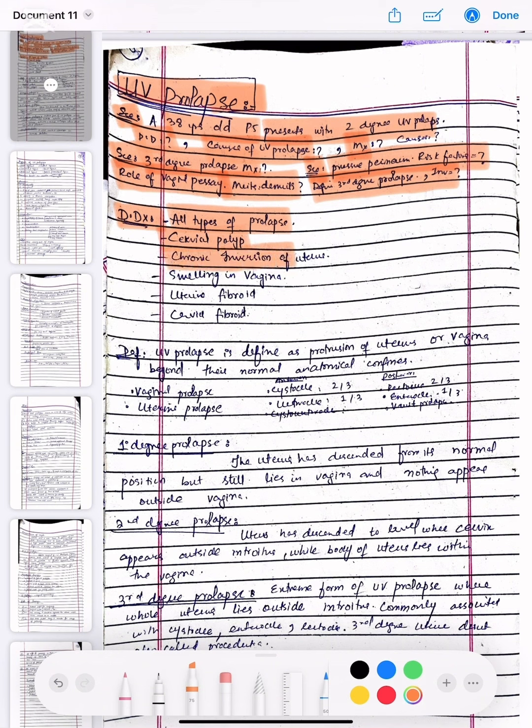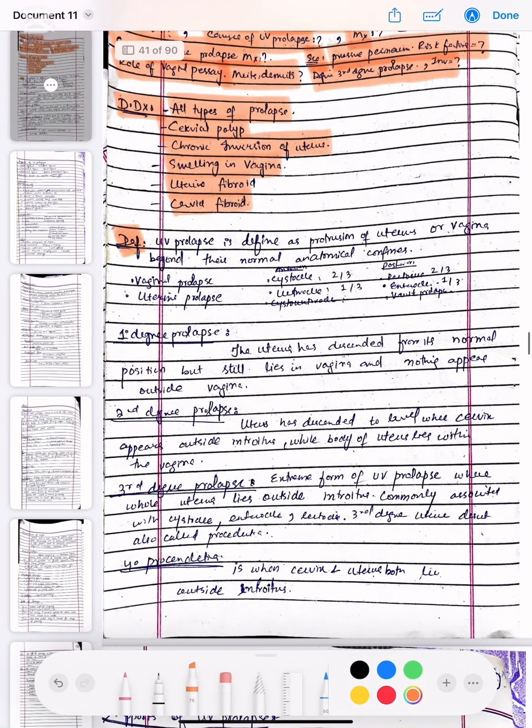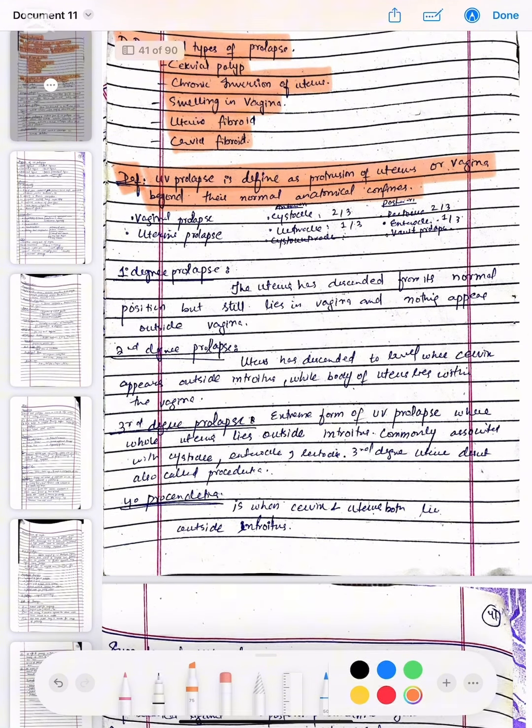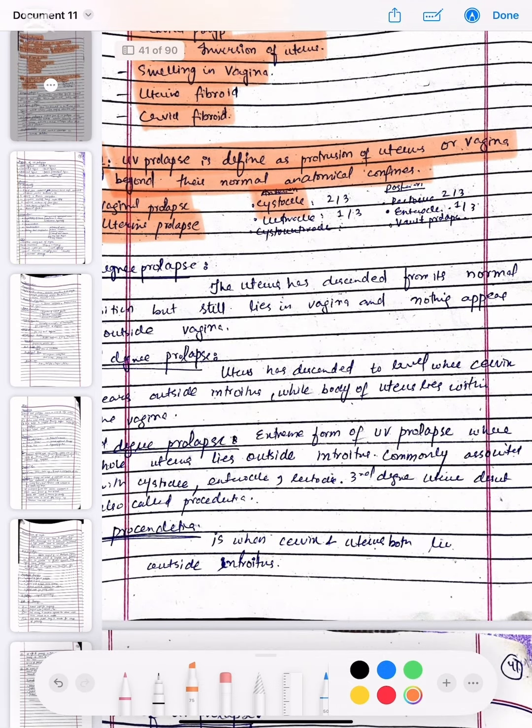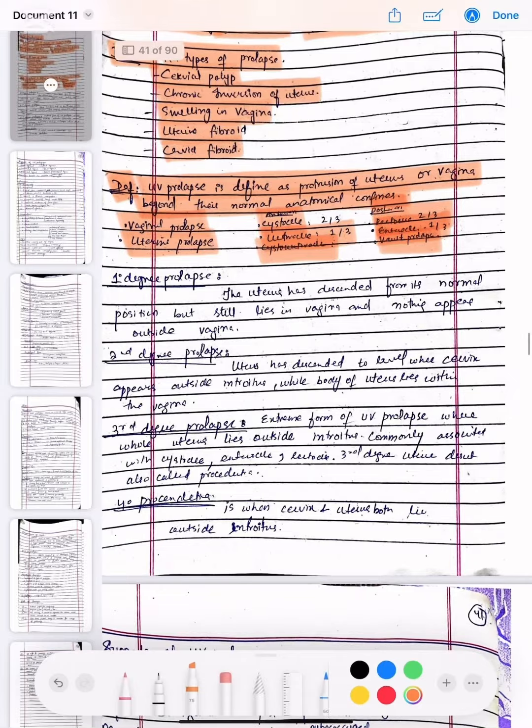So the differential diagnosis of UV prolapse is all types of prolapse: cervical polyp, chronic inversion of the uterus, swelling in vagina, uterine fibroid, and cervical fibroid. These are the differential diagnoses of the UV prolapse. The definition is that UV prolapse is defined as protrusion of the uterus or vagina beyond their normal anatomical confines. Then vaginal prolapse and uterine prolapse. In vaginal prolapse, we have cystocele 2 by 3, and the urethrocoele is 1 by 3, and cystourethrocoele, and the posterior rectocele is 2 by 3rd, the enterocele is 1 by 3rd, and the wall prolapse is present. So these are the prolapse.